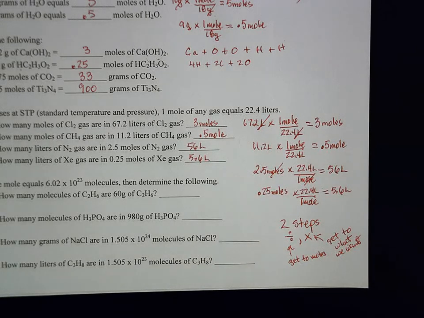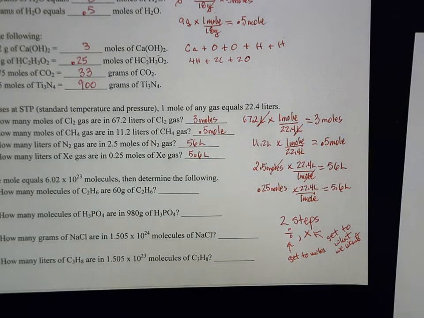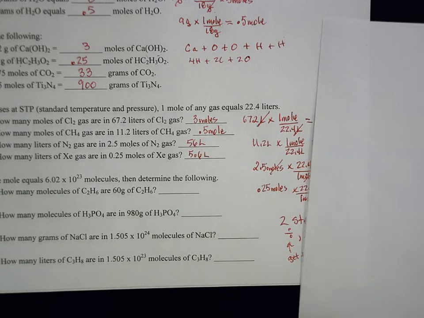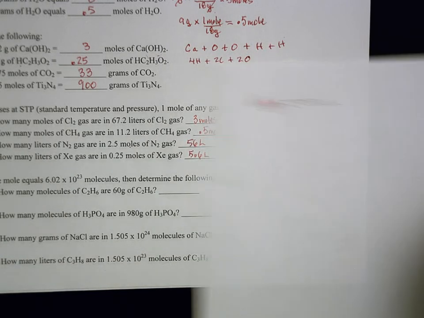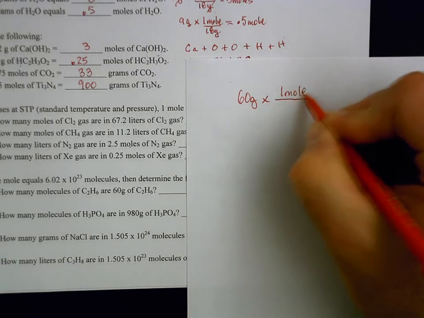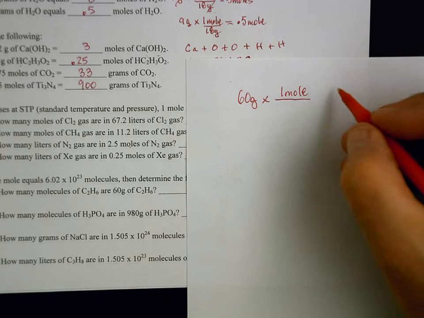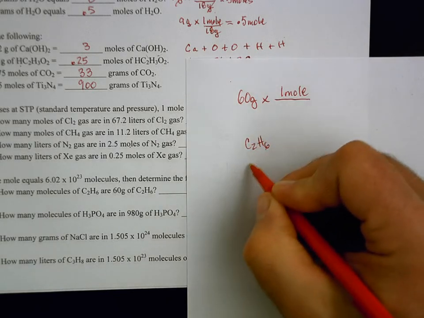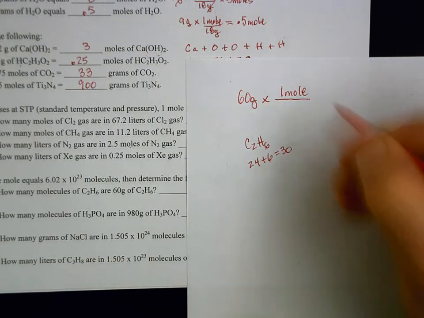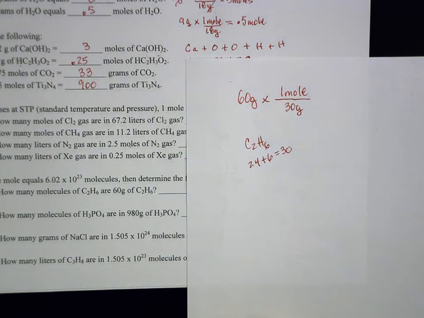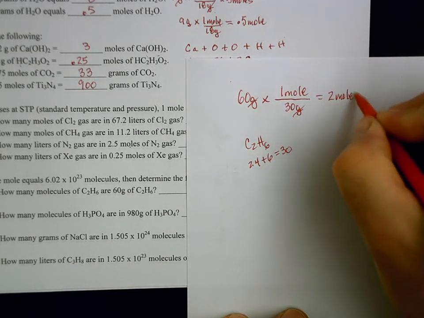So, for example, 27. How many molecules of C2H6 are in 60 grams of C2H6? All right. What do I actually know? I know I got 60 grams. Okay? My first step is turn that into moles. So that's going to be 1 mole over, well, I have to look up C2H6. Okay, well, C2H6, two carbons, that's 24, plus six hydrogens, so that's 30. So there's my problem, 60 grams, the gram parts will cancel, and I'm going to end up with 2 moles. So that's my first step.